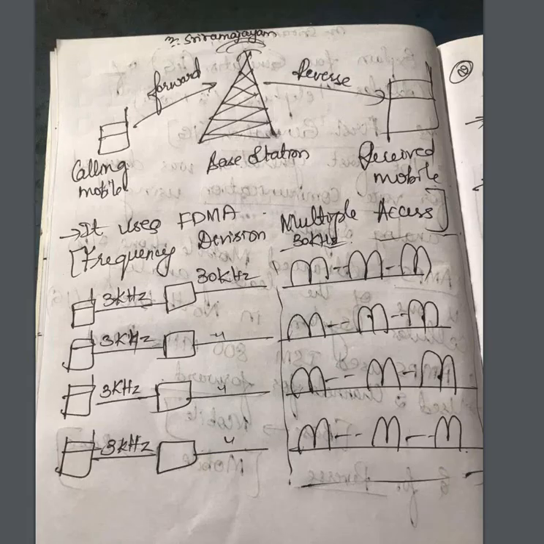And the main concept is that it uses FDMA, frequency division multiple access. This is the concept we use based on frequency. Suppose a voice is calling with 3 kilohertz, then it will be passed over to the FDMA, converted to 30 kilohertz, and that will be converted into the analog signal. This is all nothing but analog signals. Okay.